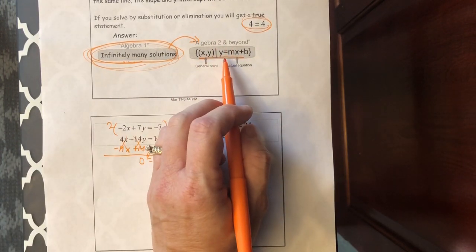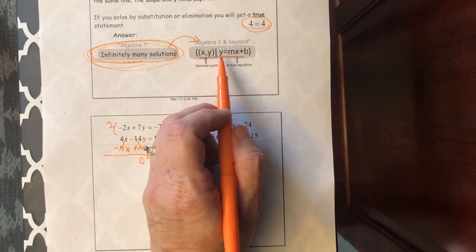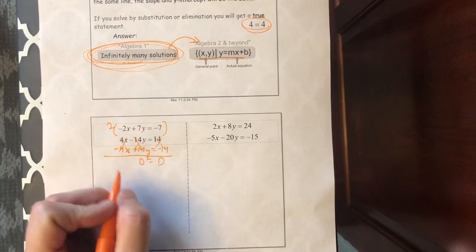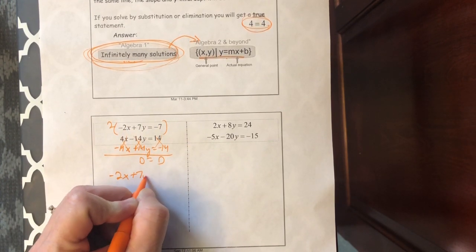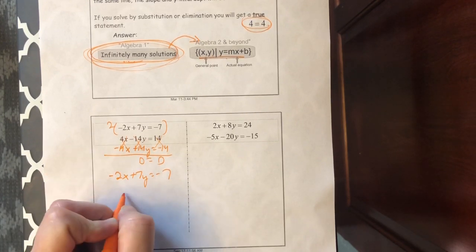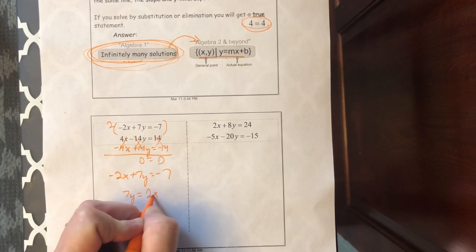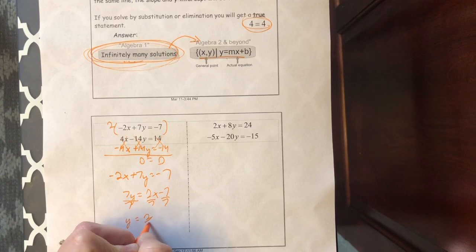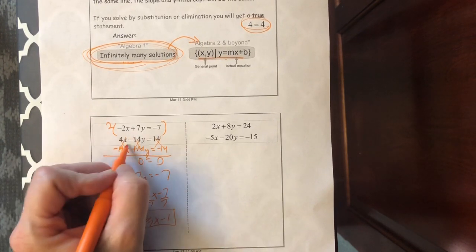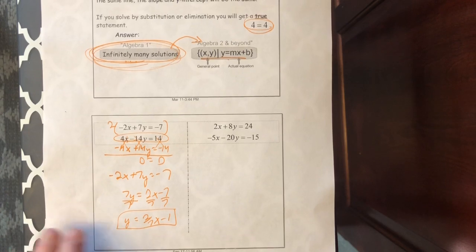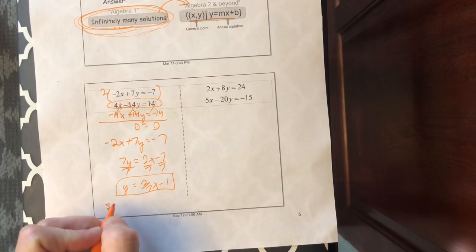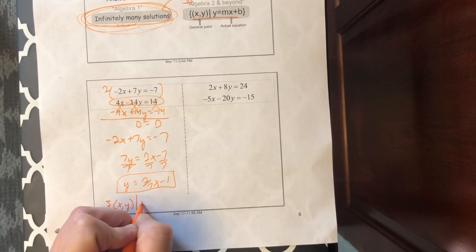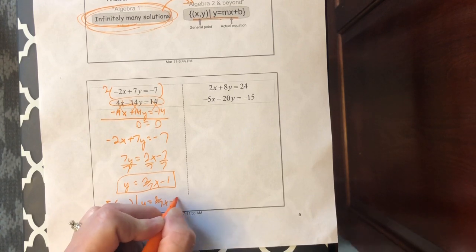So what this is saying is that we're going to put it into slope-intercept form, and that will give us the most simplified form. So I'll just take this one for example. So negative 2x plus 7y equals negative 7. I'm going to solve for y. So 2x minus 7, divide everything through by 7. So y equals 2/7 x minus 1. If you chose to do this one, you would end up with the exact same thing. So my final answer, we're going to do this in set builder notation, is {(x, y) | y = 2/7 x - 1}, where the bar means such that.